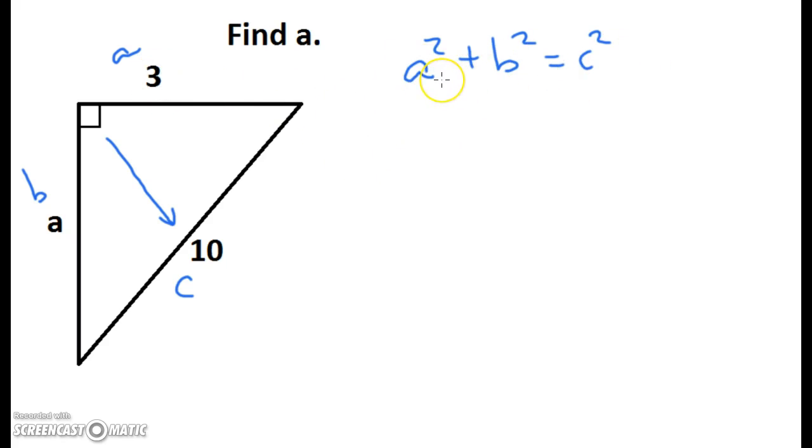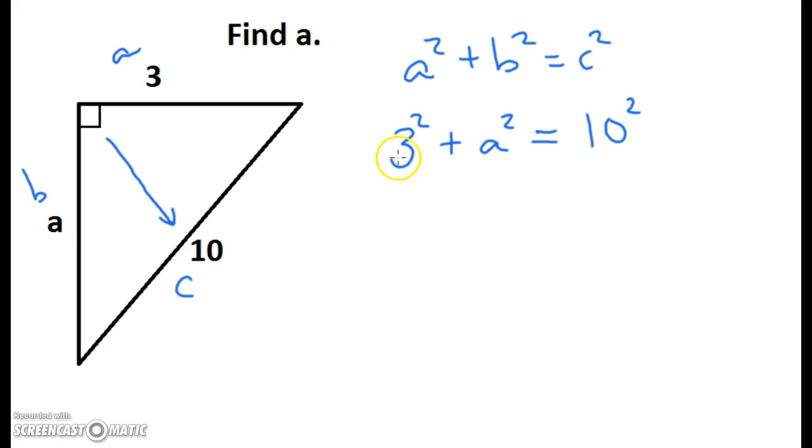So for A, I'm going to put 3. So 3 squared plus, for b, I'm going to put the variable a, what I'm solving for, a squared. If you wanted to use x here, you could. All right, and then I'm going to say that equals c squared, which is 10 squared.